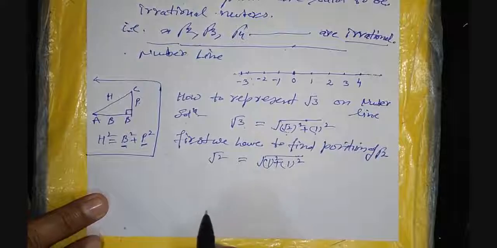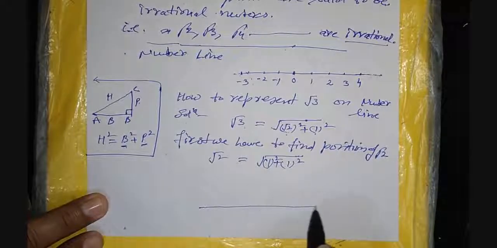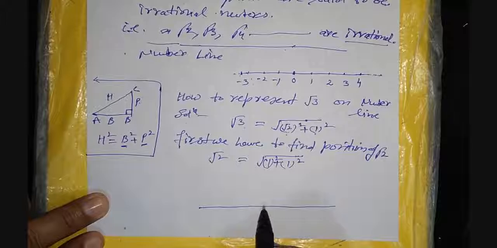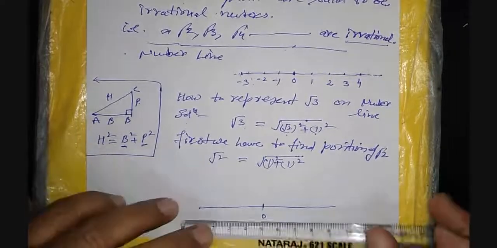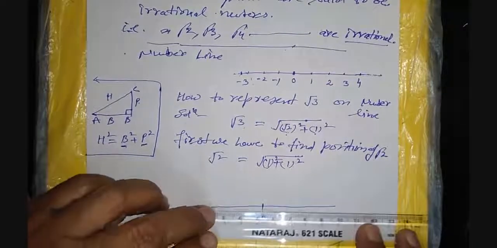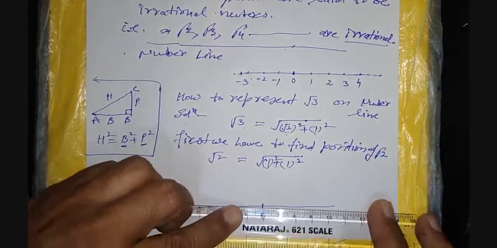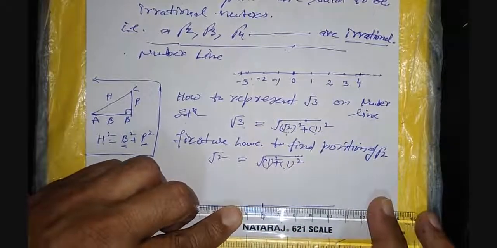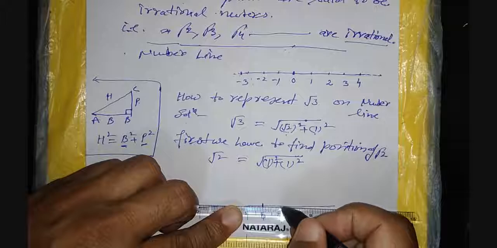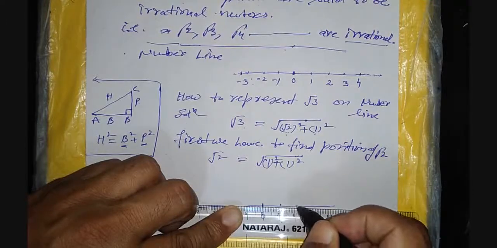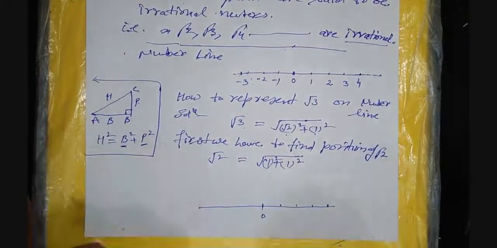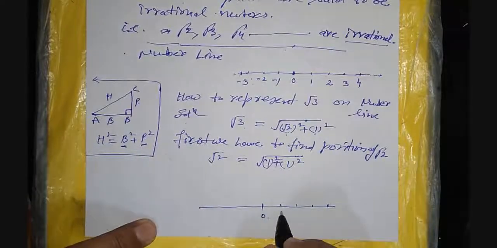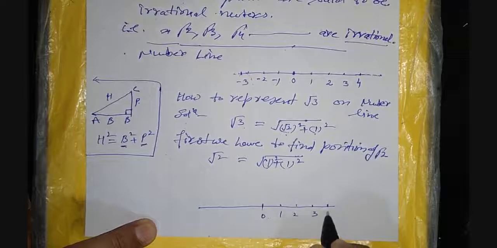Now take a line on which this is the origin point, meaning 0, and we can take these positions as 1 unit, meaning each point has the same difference, equal to 1 unit.